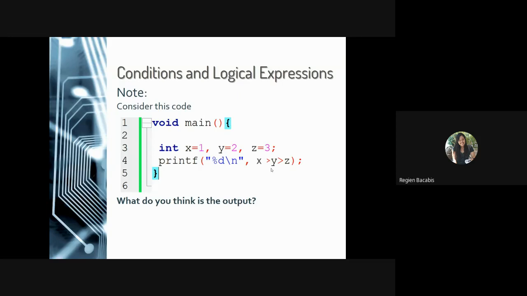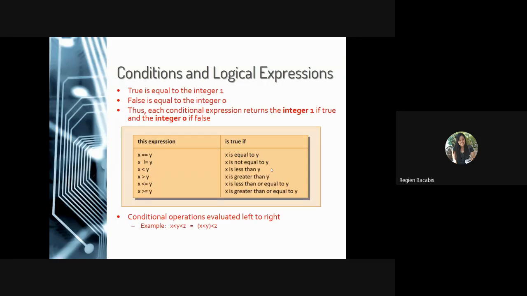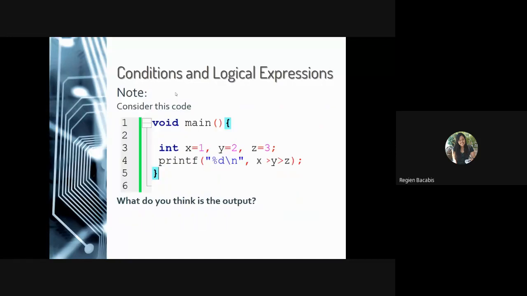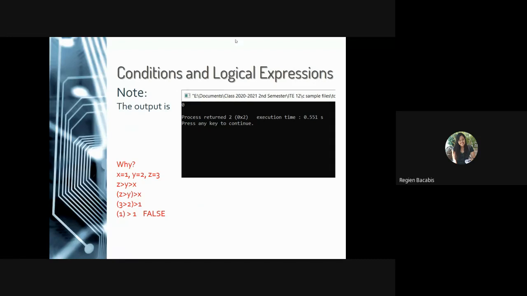Okay, so consider that true is equal to 1 and false is equal to 0, evaluated from left to right. So if we solve this, basically the output is 0. Why 0? Now, x is equal to 1, y is equal to 2, and z is equal to 3.